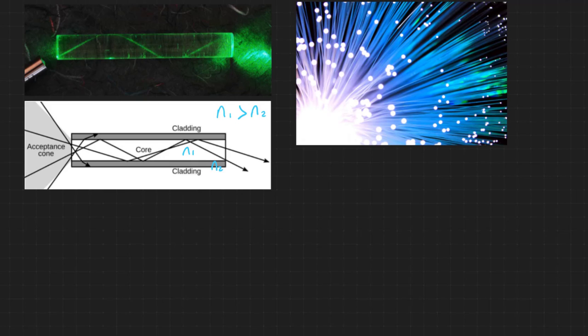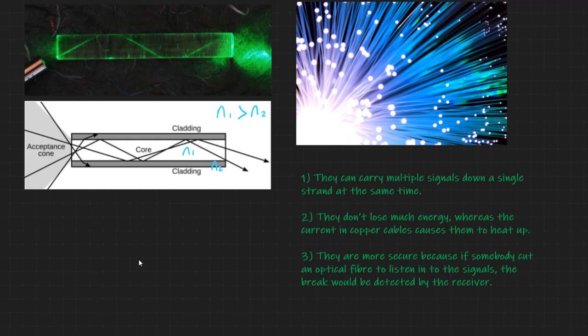Optical fibres have a few advantages over the copper cables that could otherwise carry data. Firstly, they can carry multiple signals down a single strand at the same time. Secondly, they don't lose much energy, whereas the current in copper cables causes them to heat up, which is a waste of energy. And number three, they're actually more secure, because if somebody cut an optical fibre to listen into the signal, that would break the flow of the signal and the break would be detected by the receiver.